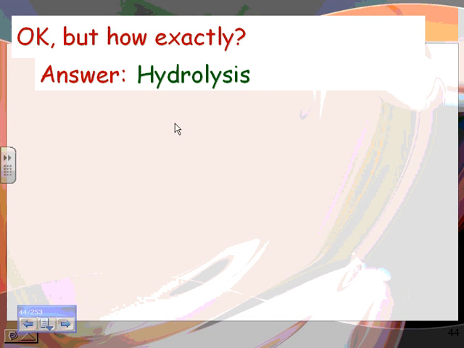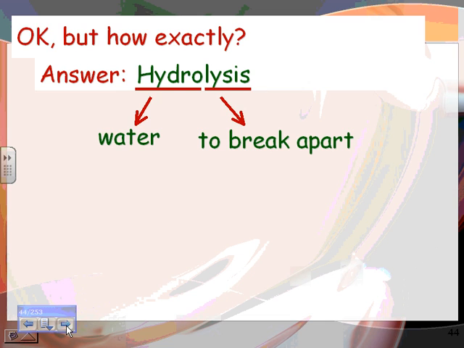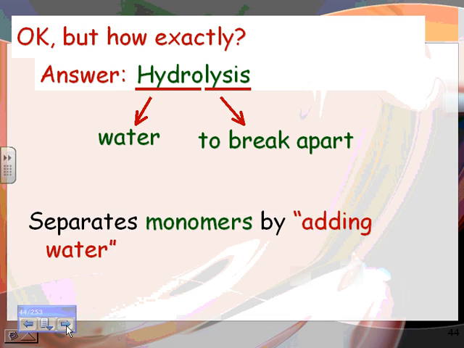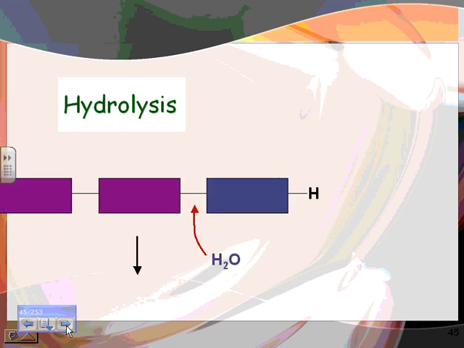So again, how exactly does this happen? And the answer is hydrolysis. Hydro means water, lysis means to break. So you're breaking these big molecules by putting in water, which is the opposite of what we did in the last reaction. So hydro means water, lysis means to break apart. So this separates monomers by adding water. So let's take a look at what that means.